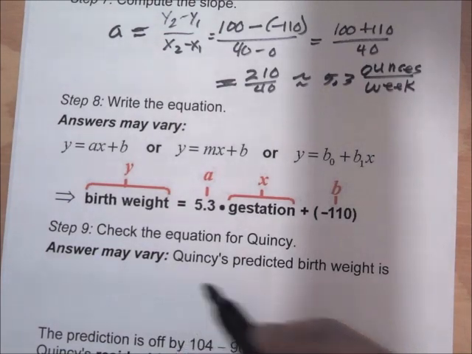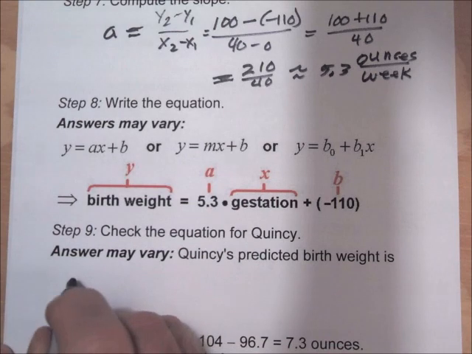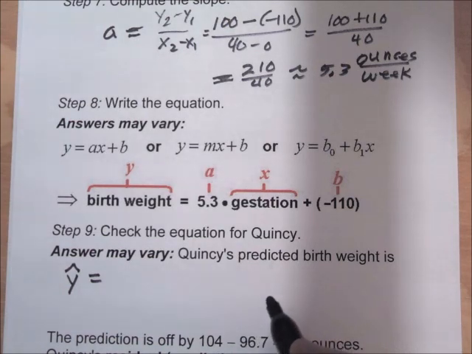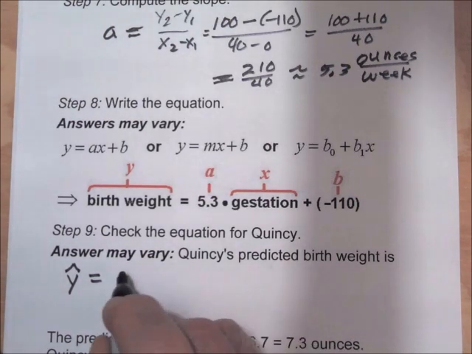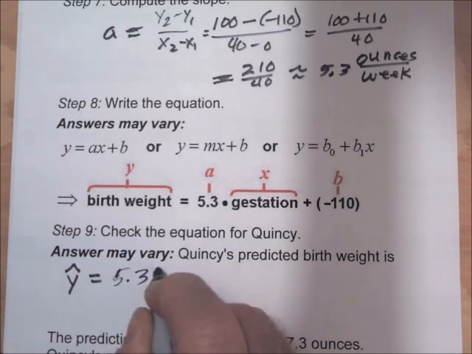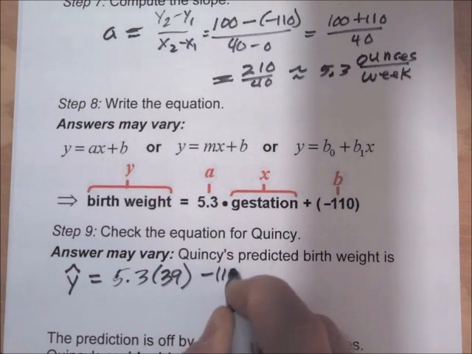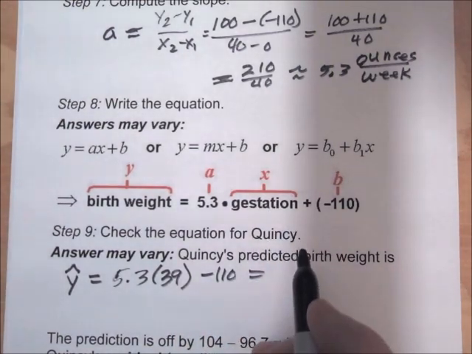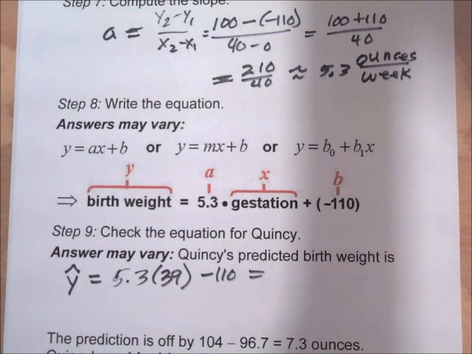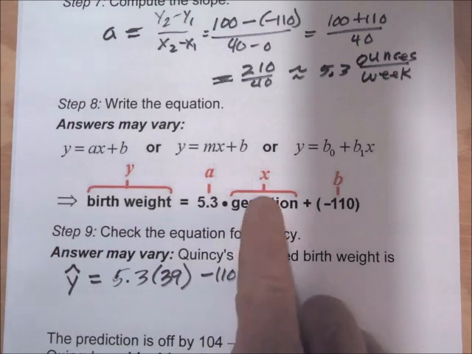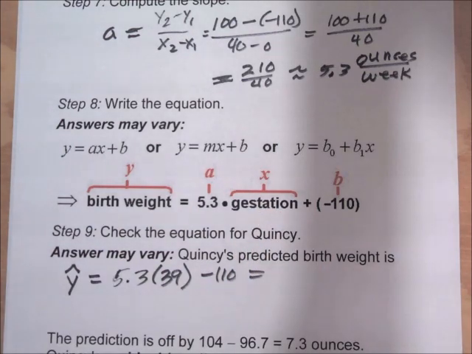So Quincy was born after 39 weeks, so Quincy's predicted birth weight, sometimes they call it y hat, y with the hat, is the predicted birth weight. It's 5.3 times 39 minus 110. Just plugging into this equation, replacing the x variable gestation with Quincy's gestation, which is 39 weeks. So if we do this computation, 5.3 times 39 minus 110, I get 96.7 ounces.